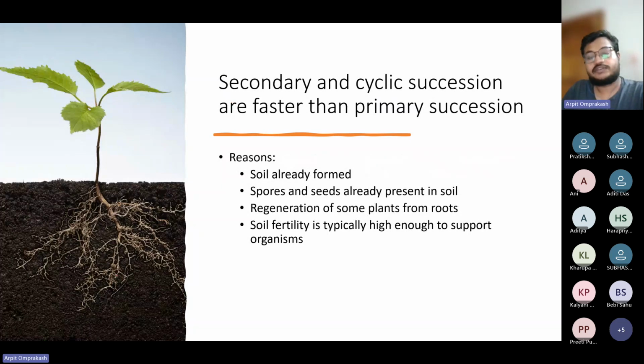So that's why secondary and cyclic succession are faster than primary succession, because the soil is already formed in the area. There are spores and seeds that are already present in the soil. There is regeneration of some plants because of roots that are remaining in the soil, and soil fertility is typically high enough to support a lot of organisms, compared to if we are starting from bare rocks where we might not have enough nutrients to support a lot of organisms.